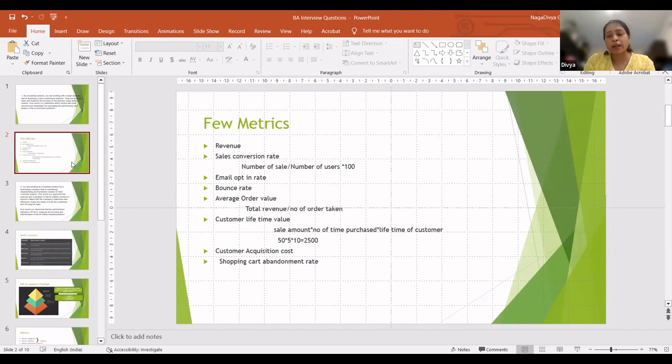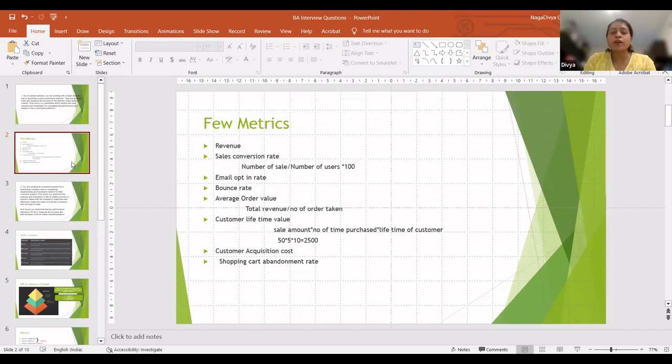Now this abandonment rate differs from industry to industry, and company to company. So it's better to understand what the reasons are if this abandonment rate is increasing, what are the reasons behind that, and what corrective steps you can take.